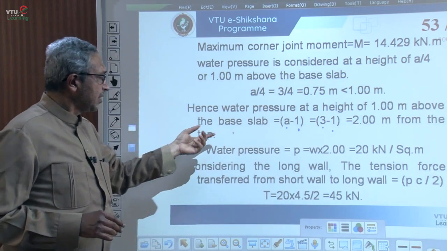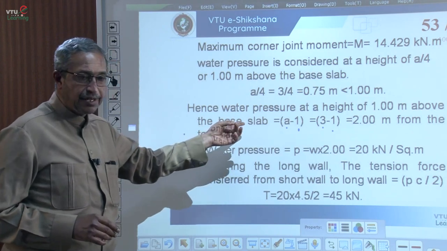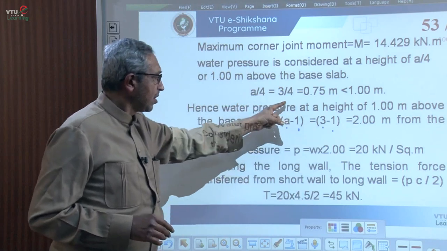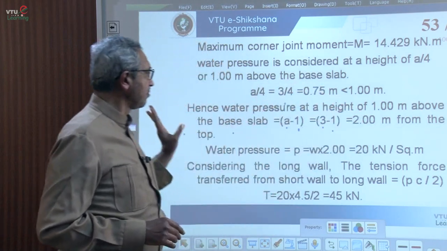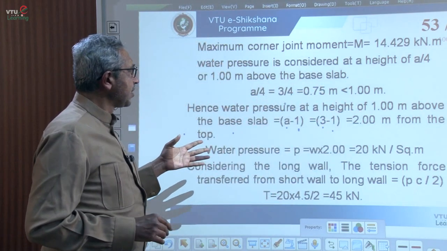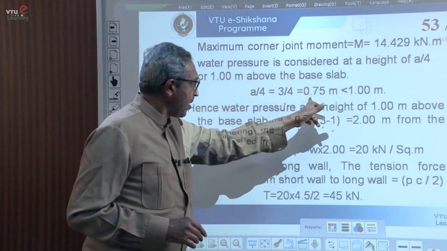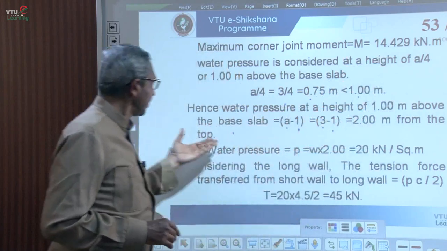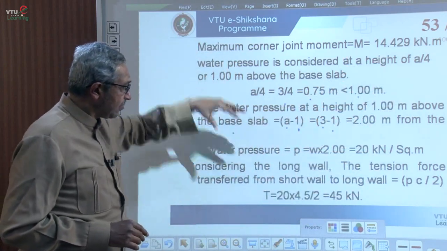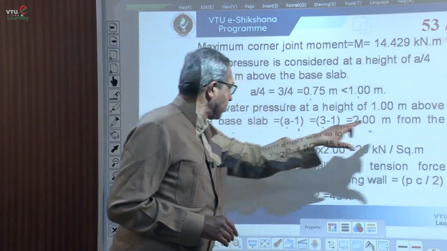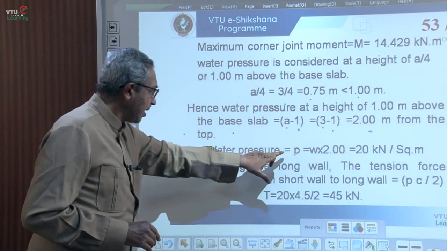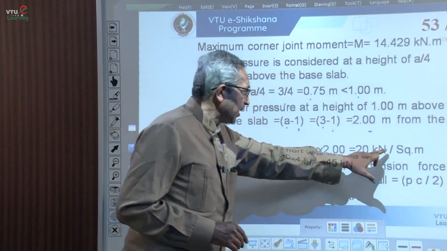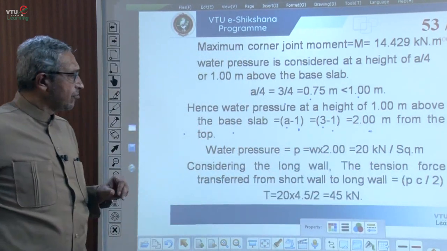So, at what height should we consider to calculate this tension? Direct tension is at a height of A by 4 or 1 meter, whichever is above from the base. So, 3 by 4 is 0.75, less than 1 meter. Hence, I am considering 1 meter above the base, which comes to 2 meter from the top. Therefore, water pressure at that level is W into 2, that is 20 kilonewton per square meter.